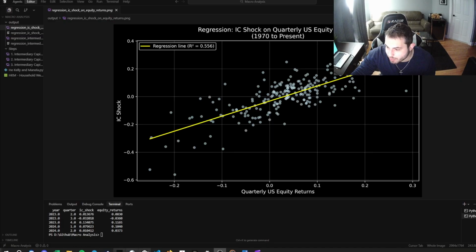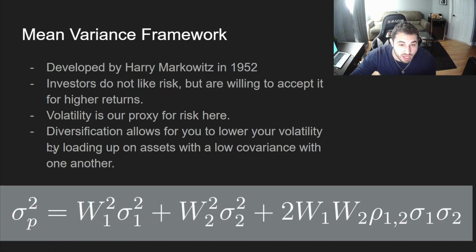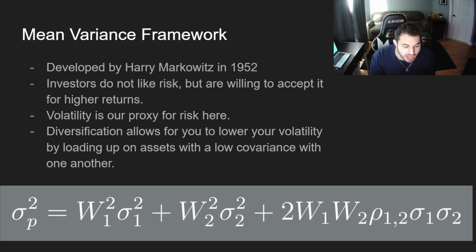So let's go back to my slide here, and let's move on to this handsome fella. This is Harry Markowitz, and basically he formalized the mean variance framework, otherwise known as modern portfolio theory. So this is the idea that investors, they don't like risk, but they're willing to accept it for higher returns. And here he uses volatility as the main proxy for risk. And diversification allows you to lower your volatility by loading up on assets with a low covariance with one another.